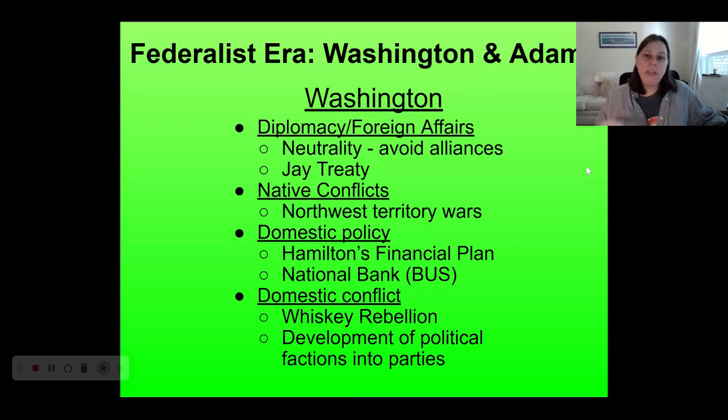But you can see that we're hitting some basic categories here: diplomacy and foreign affairs, conflicts with Native Americans, which is the Northwest Indian Wars that continue throughout both of these presidencies, in Ohio mostly, domestic policy. Remember, domestic is at home, so policy inside of the new United States, and then domestic conflict, the Whiskey Rebellion being the primary example there.